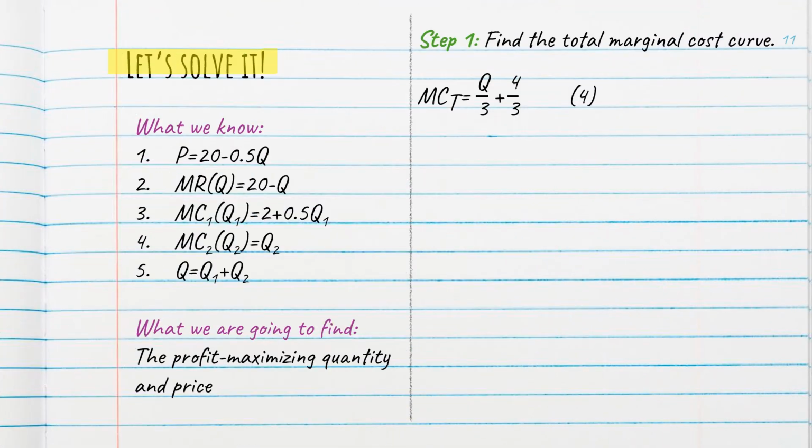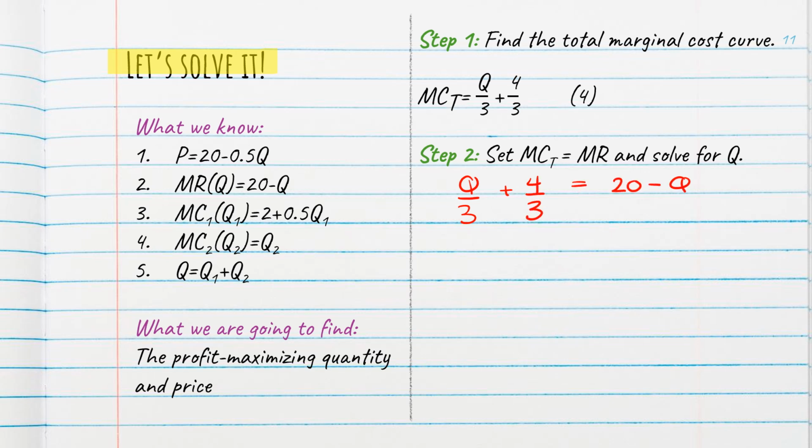So it may not seem like it, but we've actually done all of the hard work, and all that's left is pretty straightforward. We found that total marginal cost curve. We're going to set it equal to marginal revenue and solve for Q. So we have Q over 3 plus 4 thirds is equal to the marginal revenue of 20 minus Q.